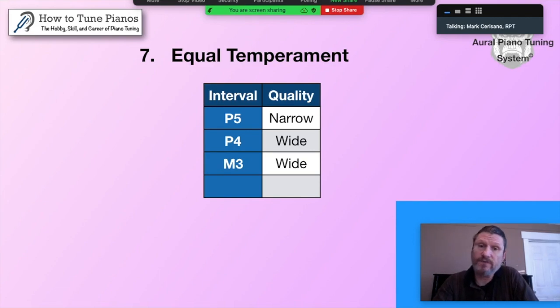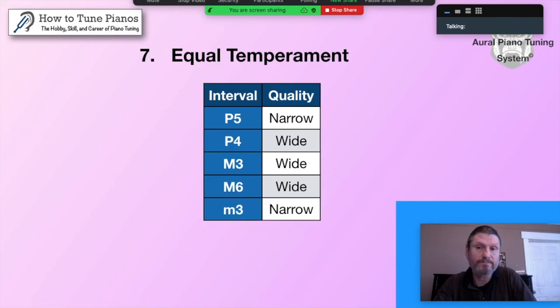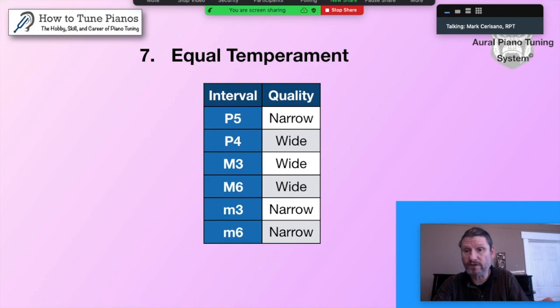The major third is wide. It just turns out that way. And the major sixth is wide. But you remember what the inversions of the major third and the major sixth were? Minor third and minor sixth. That's why those are narrow. So it's very important that you memorize these intervals: the major third, major sixth, and the perfect fourth are wide, and the minor third, minor sixth, and perfect fifth are narrow.